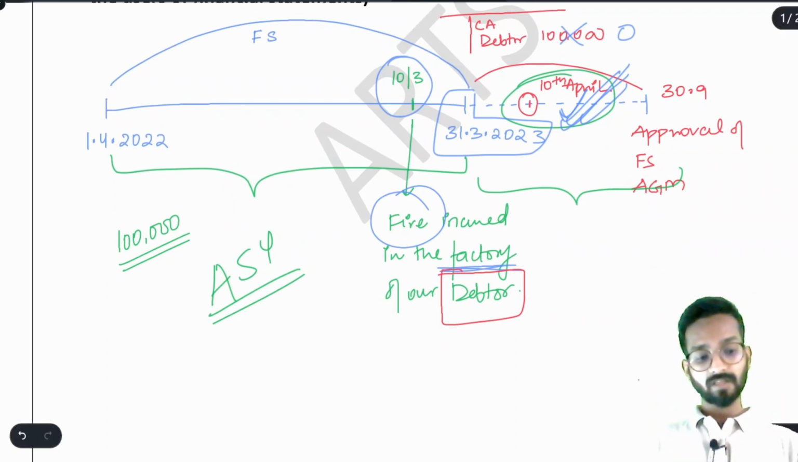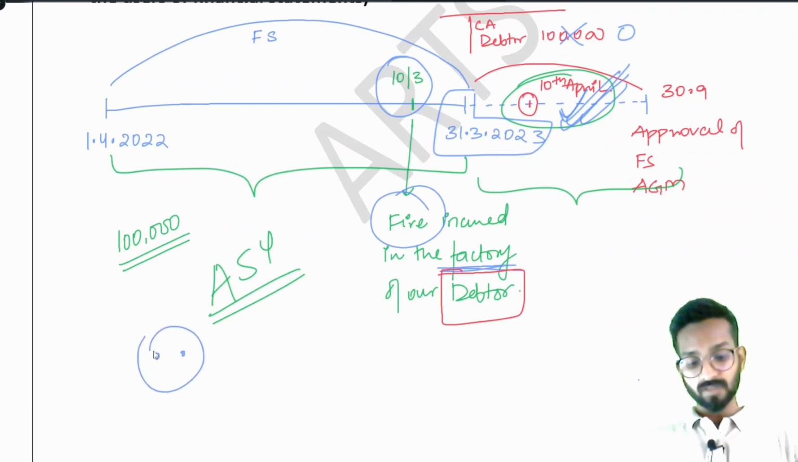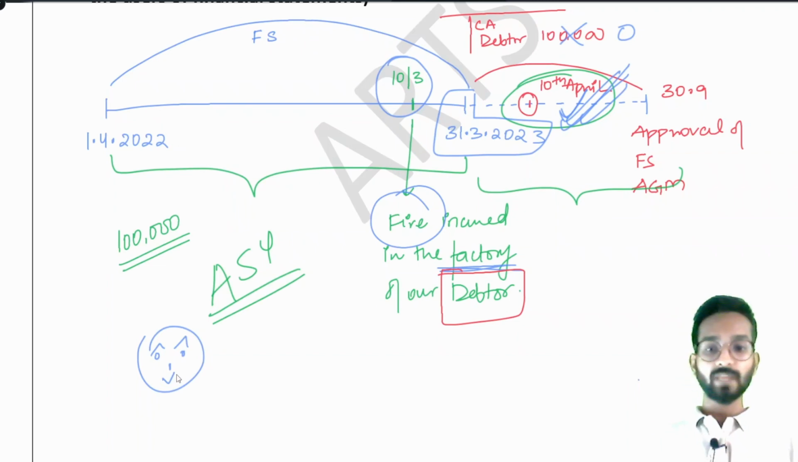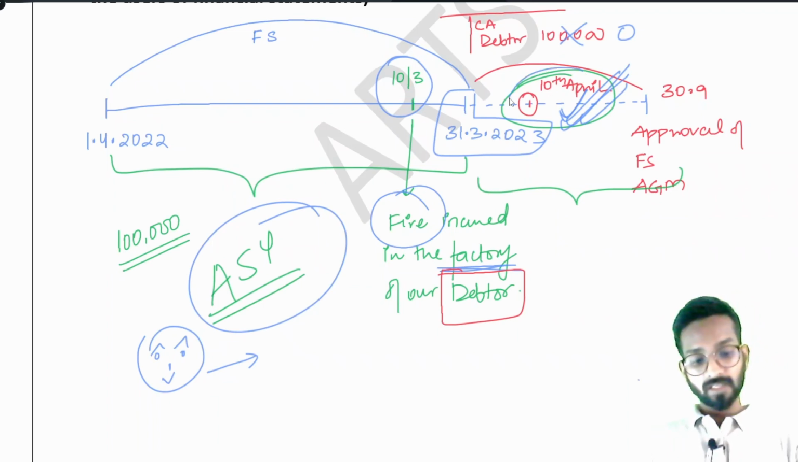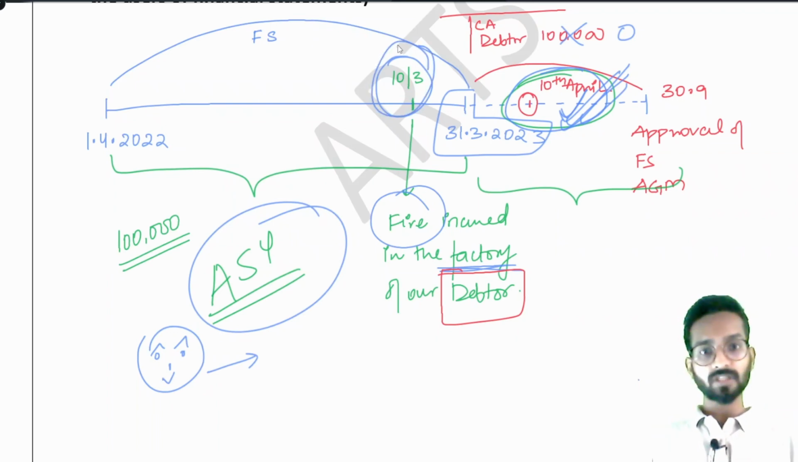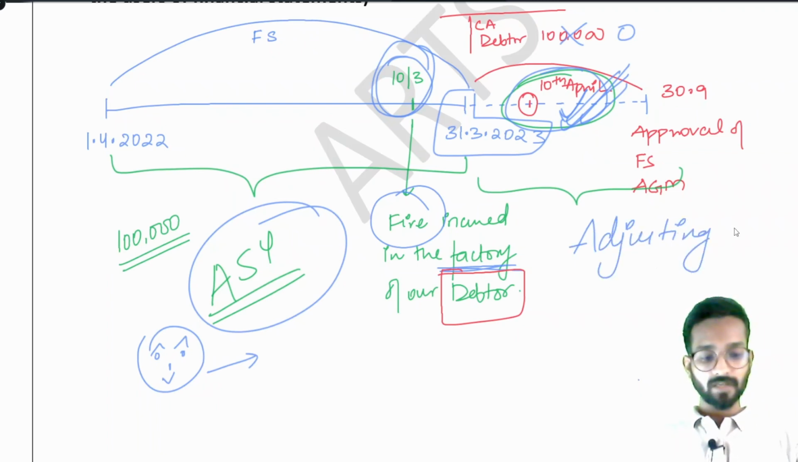Then another board member said, think, what should we do? How will we represent this information? Understood? He is thinking about what we should do. Now, if he is thinking, the idea will be given by Accounting Standard 4. What does AS4 say? AS4 says, if the event has happened and the contingency was already present before the date of balance sheet, we call it an adjusting event. We call it an adjusting event.